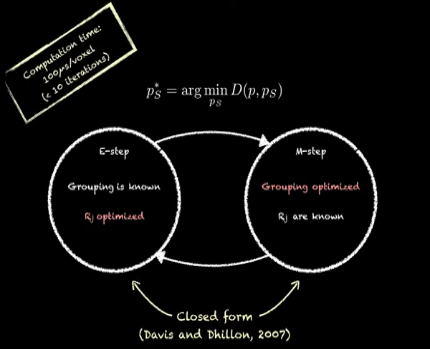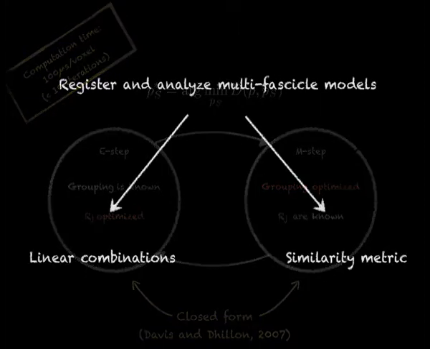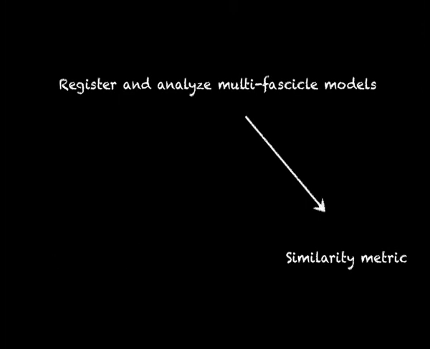Since linear combinations of mixtures need to be performed in millions of voxels, this process would be perfectly useless if it was too long. Thanks to a paper published by Davis and Dhillon in 2007, we can however solve both the E step and the M step in closed form. This makes the optimization very efficient. Now that we have a method to compute linear combinations of multifascicle models, all we need is a similarity metric to perform registration.